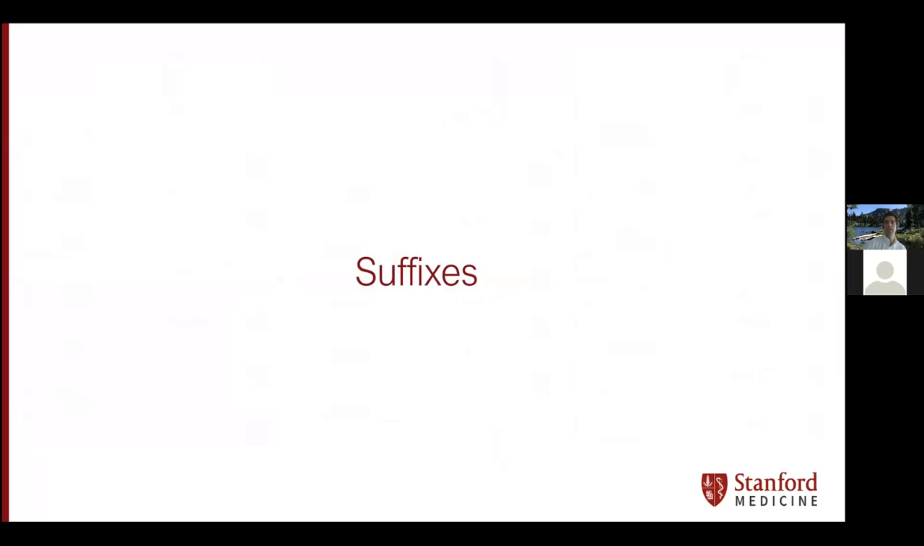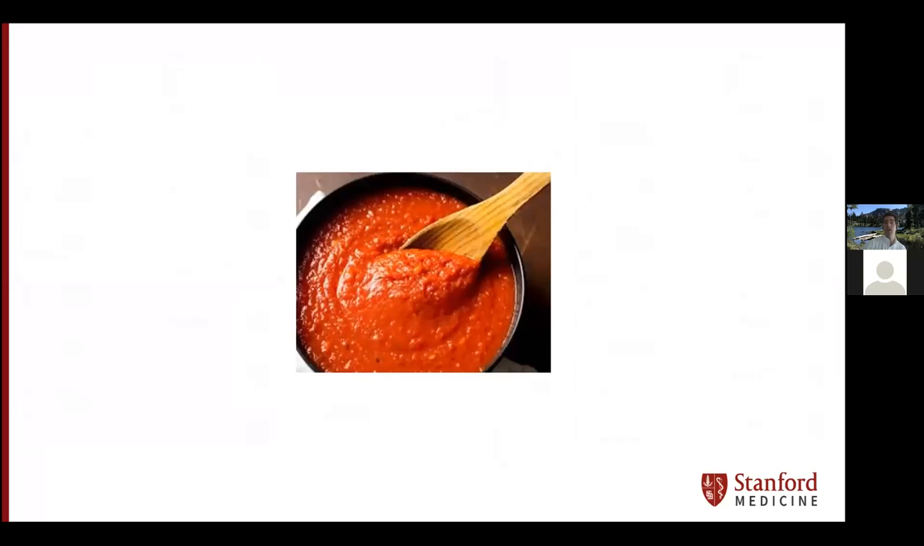So suffixes, I think of as sort of the sauce. So you have pasta, and pasta on its own is relatively bland. But with sauce, you can do a lot of different things with it. So you can add an Alfredo or a marinara or a pesto, and those are entirely different meals. And suffixes are very much like that, where they modify the root in a way to totally change what you're doing to that root.